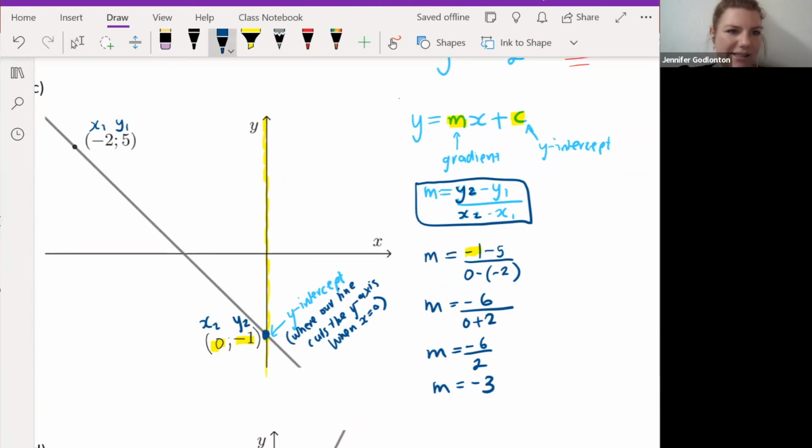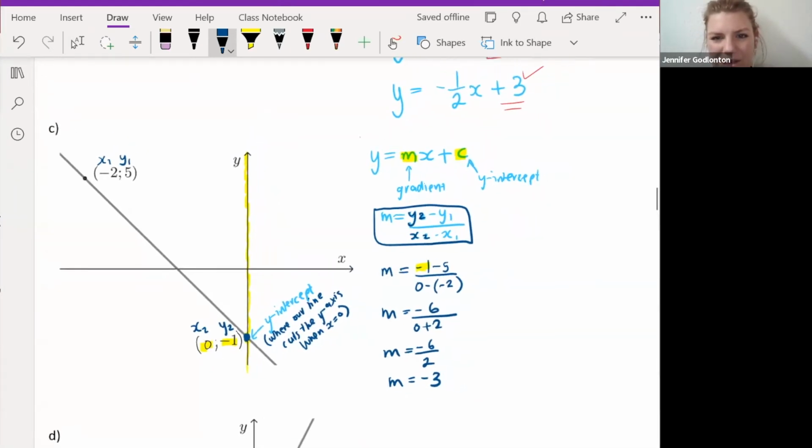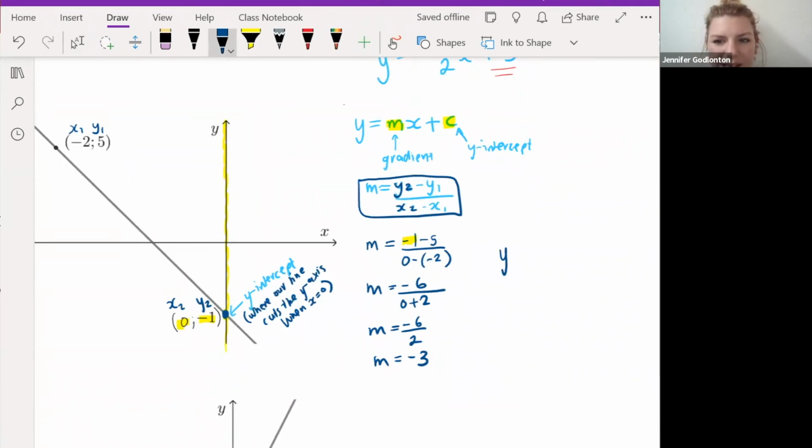What was our y-intercept? Yes, Unati, what is my y-intercept? Ma'am, your y-intercept is -1. Yes. Okay, so how am I going to write this equation? What's it going to look like? y is equal to -3x minus 1. Beautiful. Well done, girl. Nice. Well done.